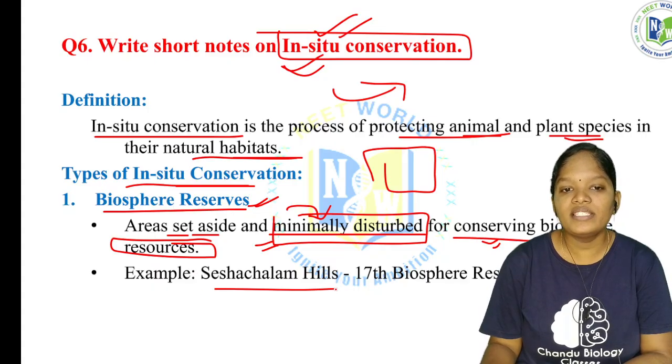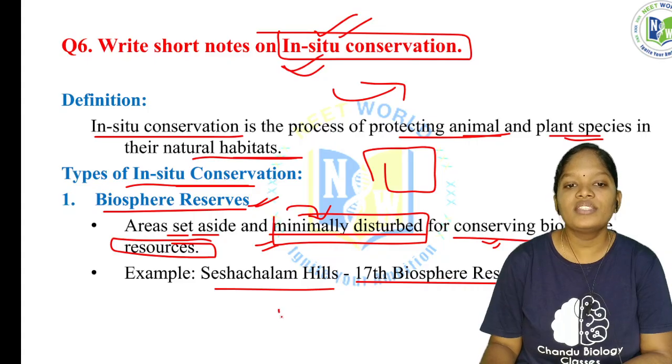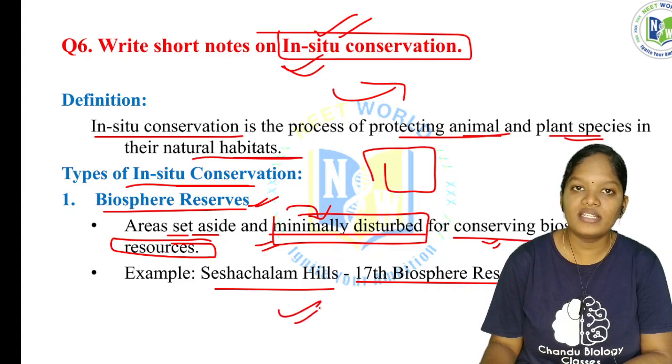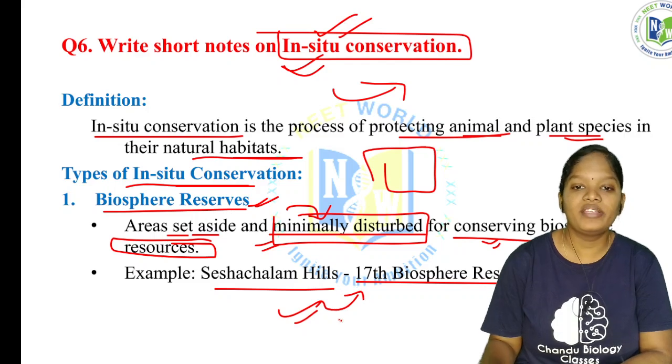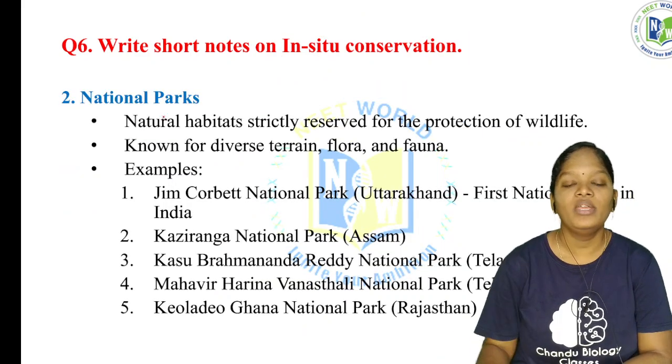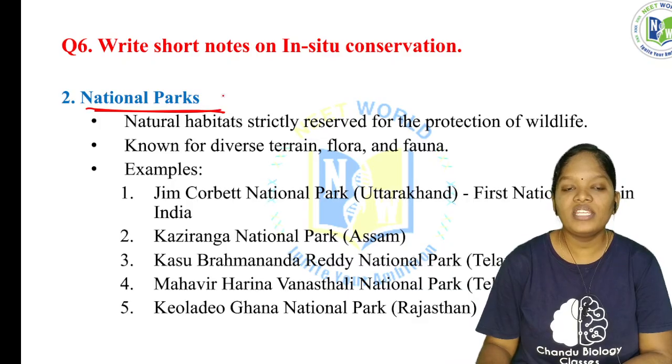Now, Sesachalam Hills, the 17th Biosphere Reserve in India. Okay, so Sesachalam Hills is considered a biosphere reserve, which is the 17th Biosphere Reserve in India. Alright. Now, the second thing will be the national parks.